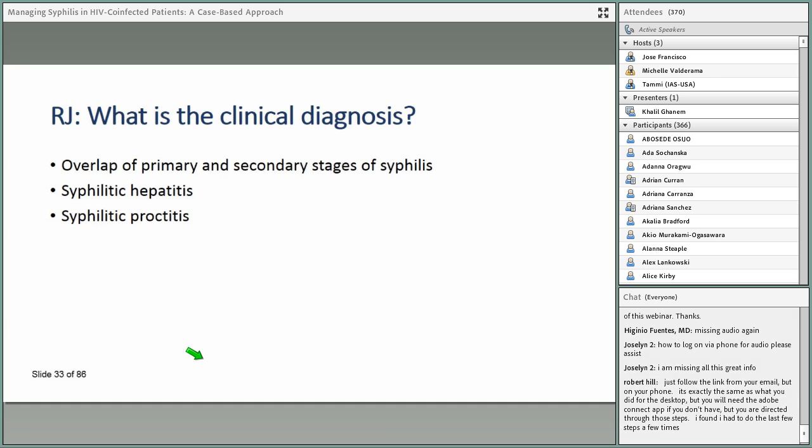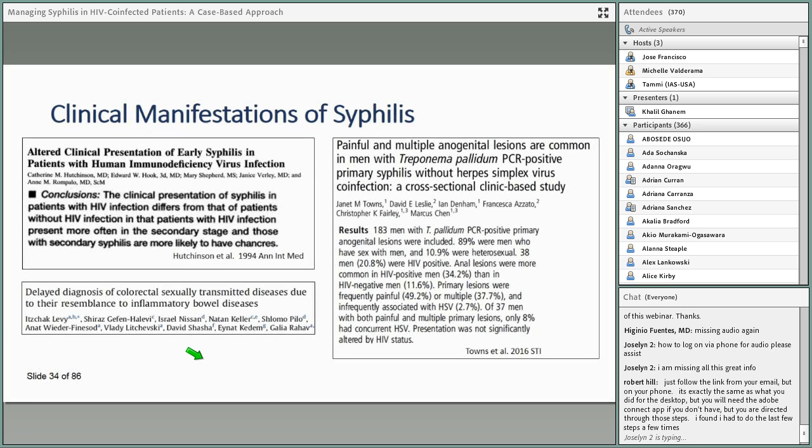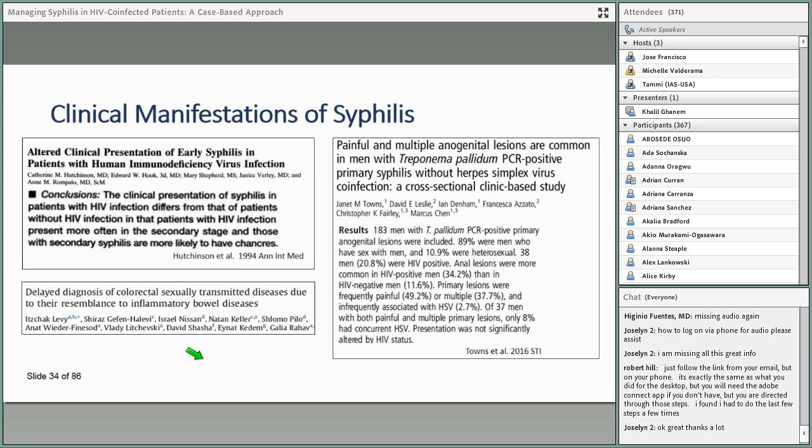So what are the clinical diagnoses of RJ? It appears from what we see that there is an overlap of primary and secondary syphilis stages. He has the ulcer and he has the diffuse rash. He has syphilitic hepatitis. His alkaline phosphatase is very high, and ALT and AST are only slightly elevated. And he has syphilitic, most likely proctitis, which in this case is causing a lot of pain. And remember, early syphilis can involve the rectum and can cause syphilitic proctitis.